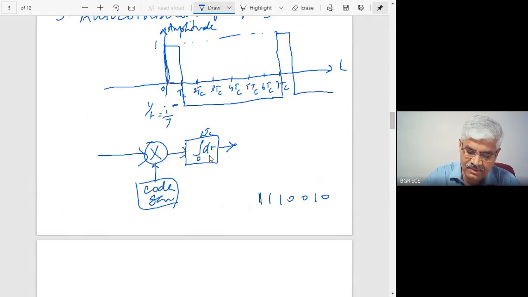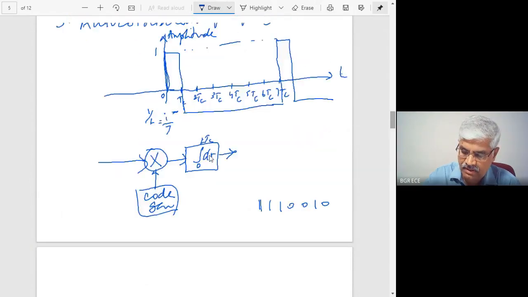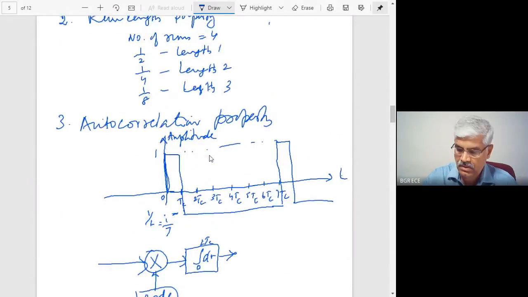And what is the advantage here? Why is this property required? If you have transmitted a 1, you will get a positive peak. If you have transmitted a 0, you will get a negative peak, based on which you can detect the bit. At the moment, it will not be that clear, but later on it will be clear. So, based on this, you can detect the bits.